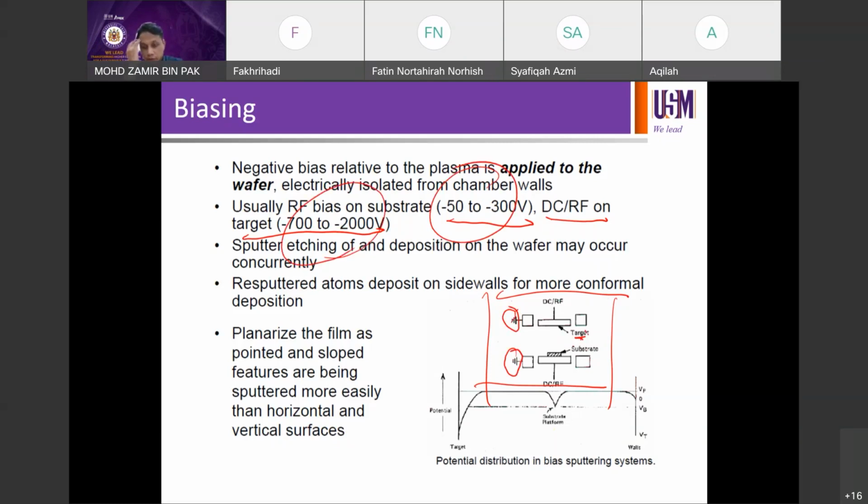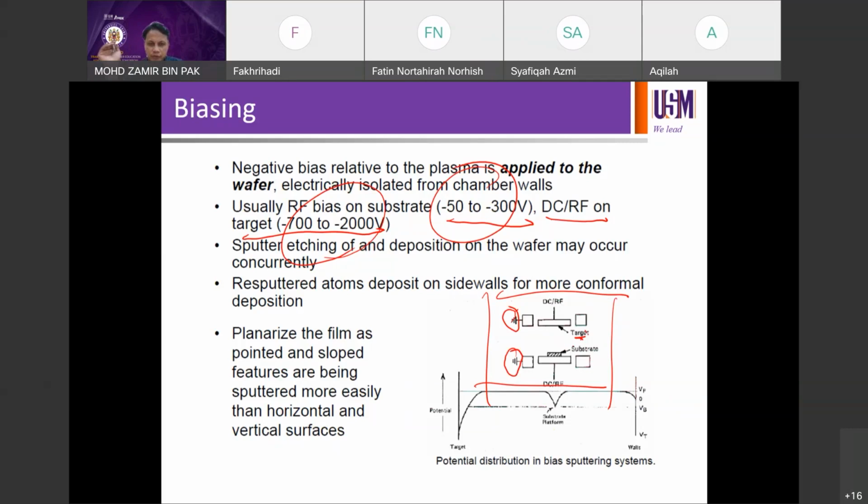So when I was in Fuji Electric last time, we used to apply bias to both, if I'm not mistaken. Okay, so dia ada dia punya rule lah. You can do that to either one or to both. Sputter etch and deposition on the wafer may occur concurrently.